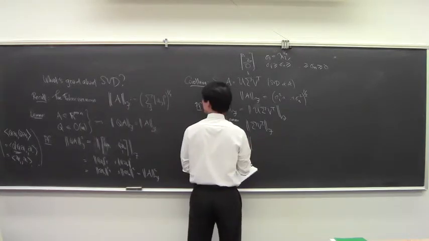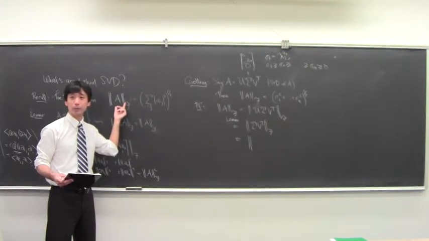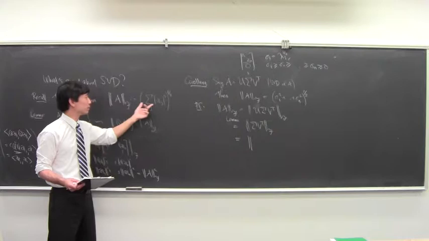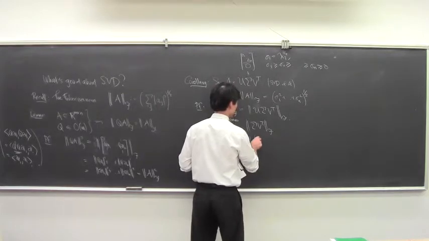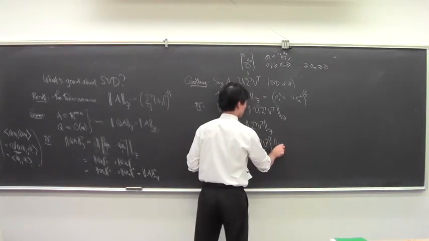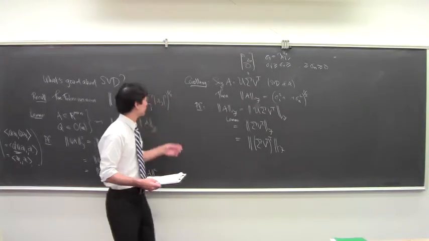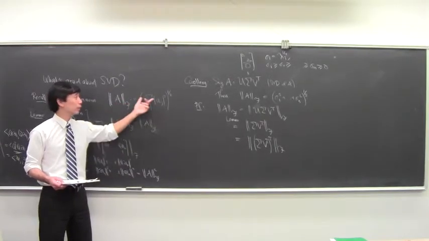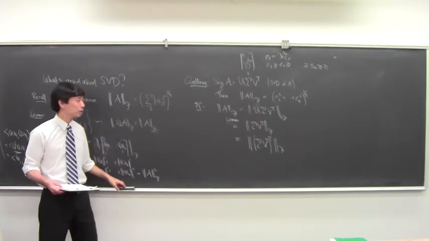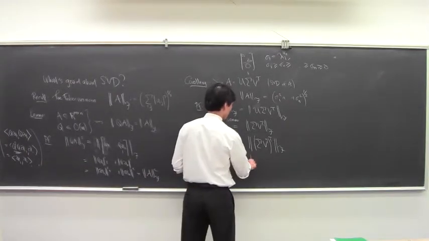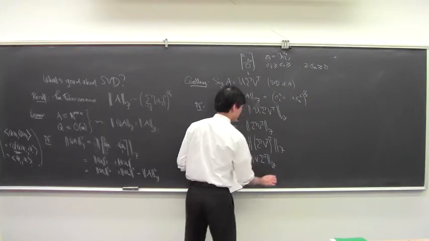Also, an easy observation is that the Frobenius norm of the transpose is going to be the same thing as the Frobenius norm of the original matrix, because when you transpose it, you're still going to get the same entries. So I can take the transpose without changing the Frobenius norm. The Frobenius norm is the square root of the sum of the squares of the entries. If the entries don't change, then the Frobenius norm doesn't change. And so this is going to be the Frobenius norm of V sigma transpose.